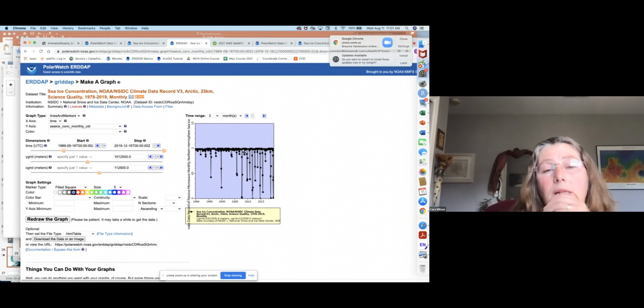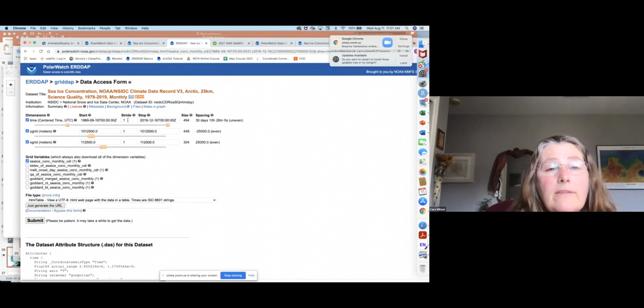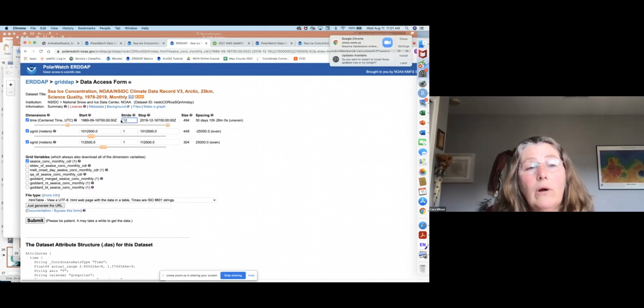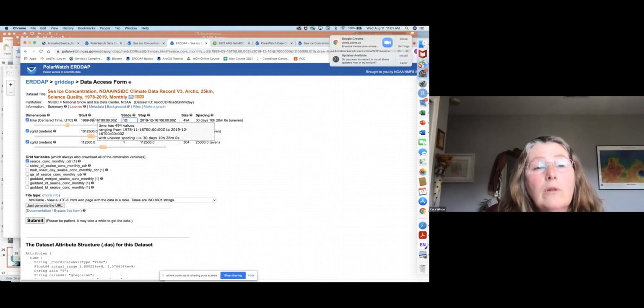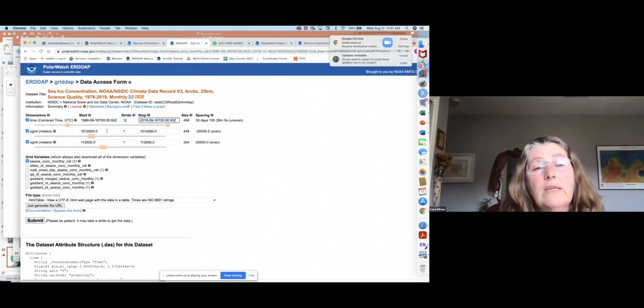So we can do a little cheat in ERDDAP. It's not really a cheat, it's a trick. If we just want to look at, say, one month of the year, we can do that. When we go to the data access form, there's this stride that's available. This is a data set that's monthly. So if we set this stride to 12, then we're going to always get the same month. So we're going to look at September from 1989 to September of 2019.